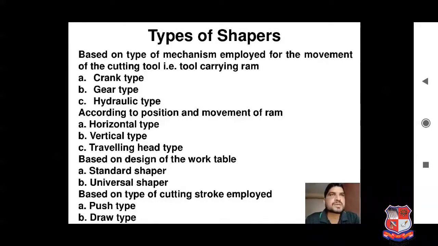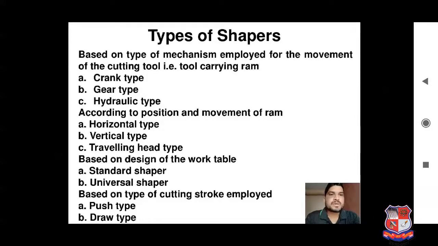Second one is universal shaper, in which the table has three motions. First one is horizontal, second one is vertical, and third one is perpendicular to the axis of the ram, meaning it can swivel. The table can be swiveled at any angle, so that we can easily produce angular surfaces on the workpiece.